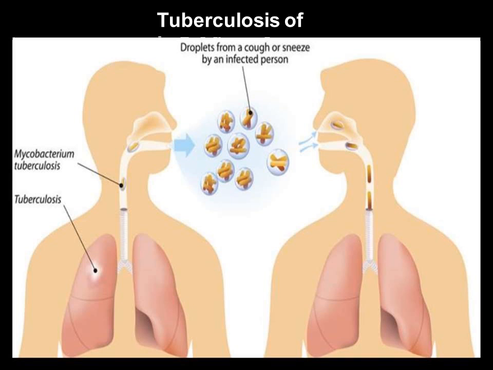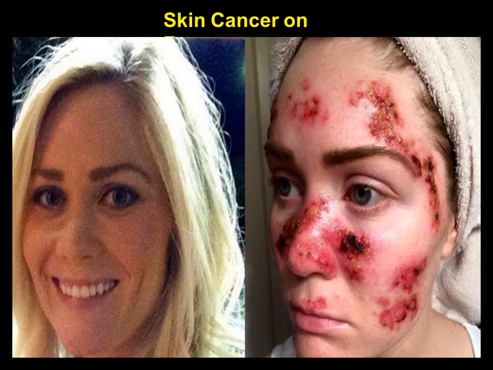Then we have tuberculosis. TB also lasts for a long period of time, and it mostly affects our lungs. Continuous medicine can cure this, along with good eating habits. Then skin cancer, on the skin also. It lasts for a long time, as we can see in the figure.